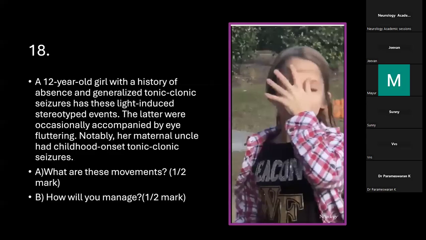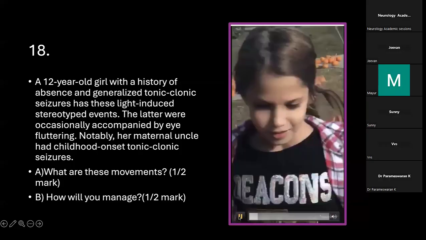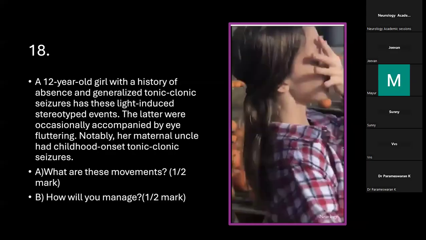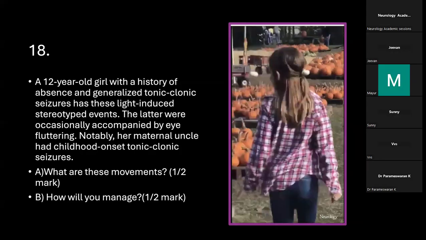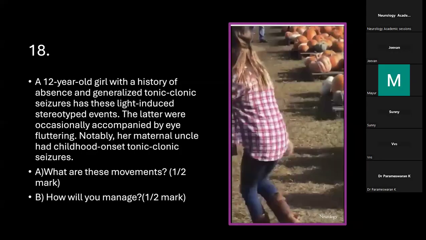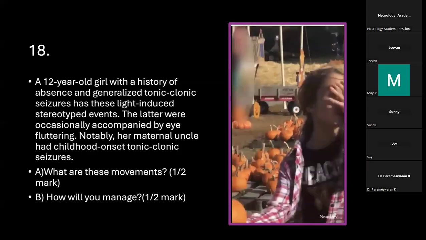Question number 18. A 12-year-old girl with a history of absences and GTCS has these light-induced stereotyped events. The latter were occasionally accompanied by eye fluttering. Notably, her maternal uncle had childhood onset tonic-clonic seizure. What are these movements and how will you manage?